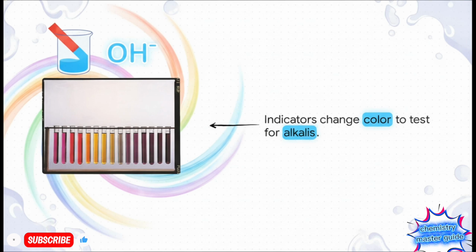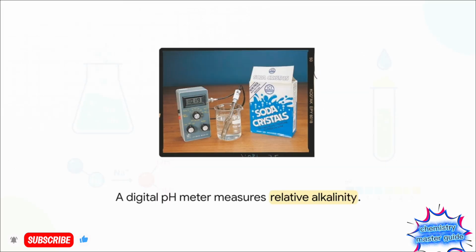It's the ultimate signal proving the presence of those hydroxide ions. But hey, color is just one way to measure this. A digital pH meter helps us determine relative alkalinity with serious precision. A strong alkali, like the sodium hydroxide we talked about earlier, will have a very high pH, somewhere up around 10 to 14. A weaker alkali, like ammonia or baking soda, will sit lower down on the alkaline side of the scale, usually between a pH of 7 and 10.